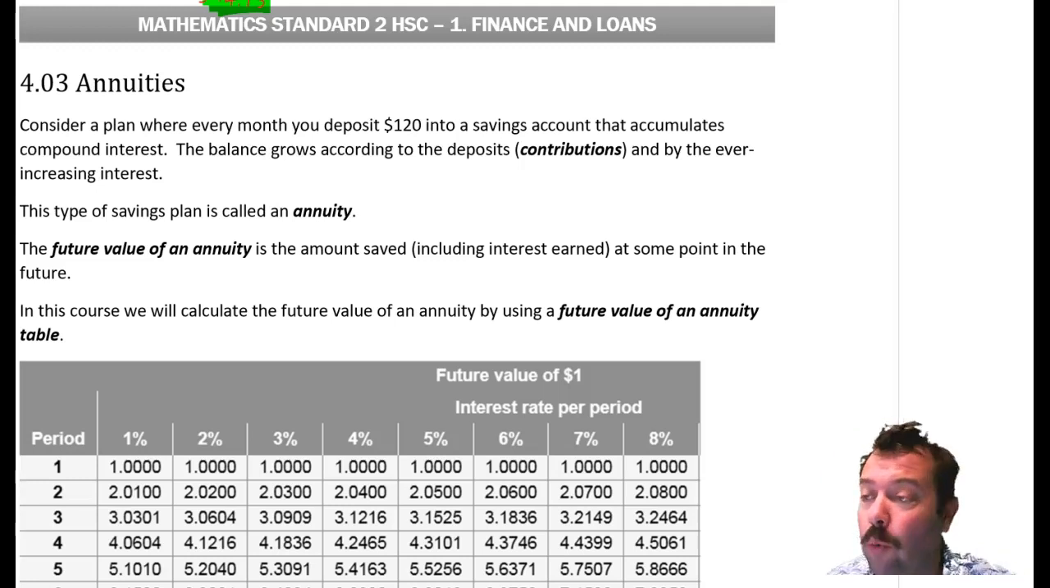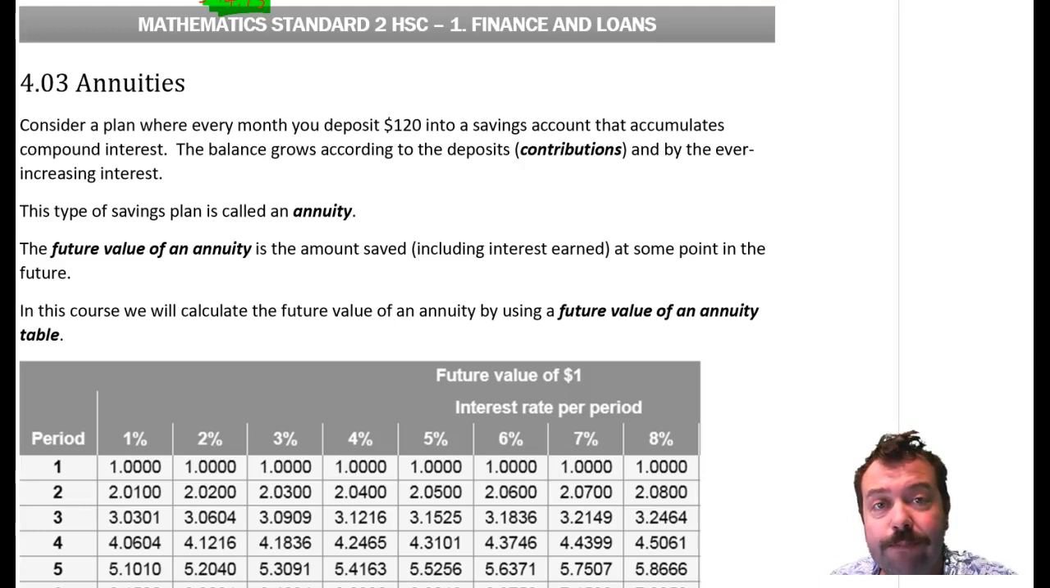Today I want to introduce what is perhaps a new concept, and that of an annuity. We can understand an annuity as being like a savings account where I make regular contributions. So unlike compound interest, where we begin with some present value, some principal, we deposit that in an account and leave it there to accumulate interest until at some stage in the future we arrive at the future value.